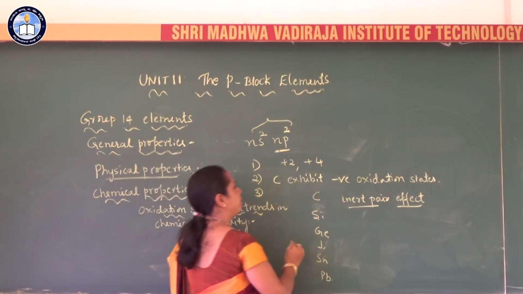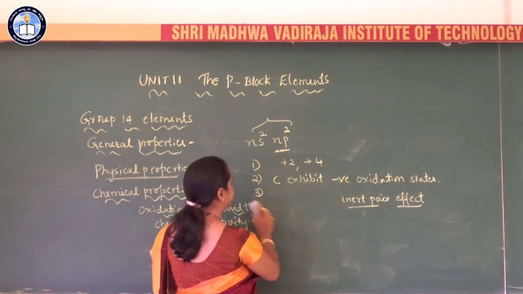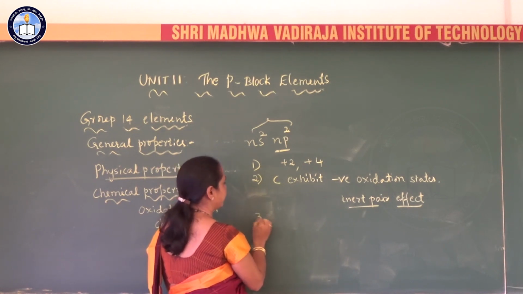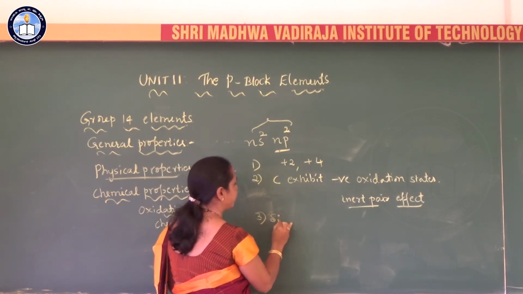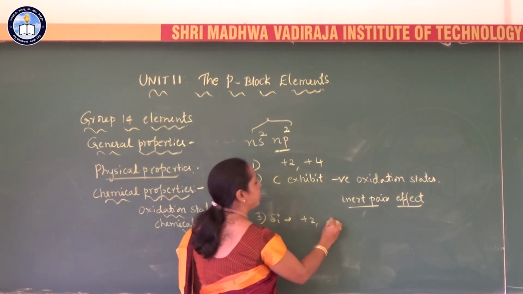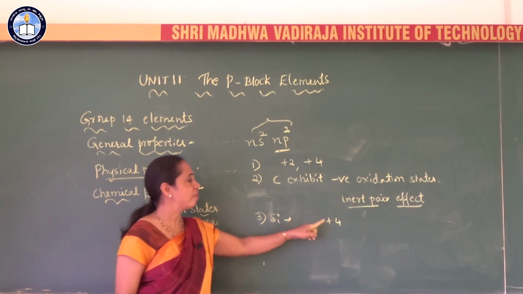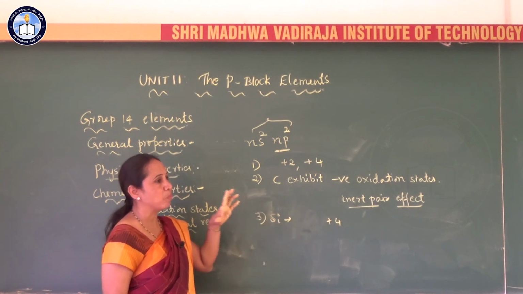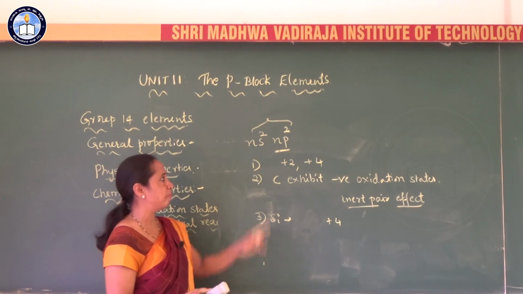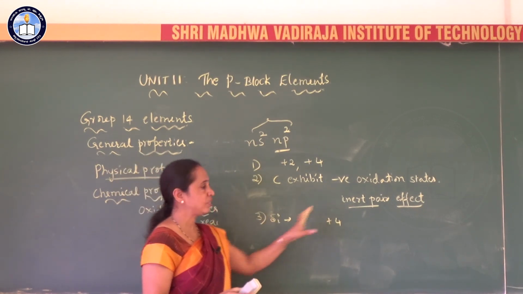Now if we consider the next element, silicon, Si, it will exhibit +2 as well as +4 oxidation state, but silicon compounds in +4 oxidation state are more stable. So +4 is the common oxidation state of silicon. Both carbon and silicon exhibit +4 oxidation state.